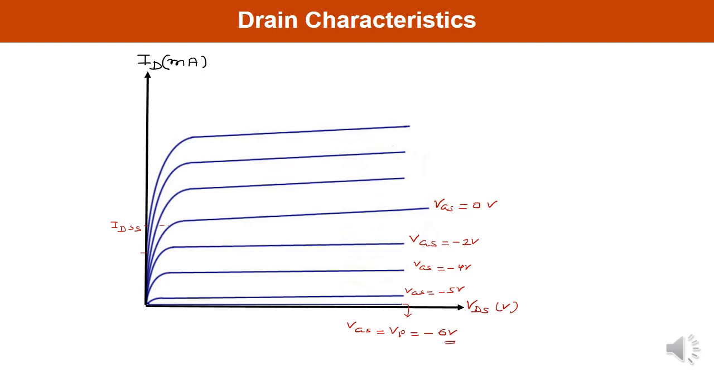When VGS is negative and you are increasing VGS, ID will decrease. You can see ID is decreasing when you are moving downward. The next case, when VGS is kept positive, like VGS is 2 volt, you have observed that the drain current is increasing. If you are increasing more positive potential like 3 volt, drain current is again increasing. When VGS is 4 volt, you can observe the drain current value is this one.